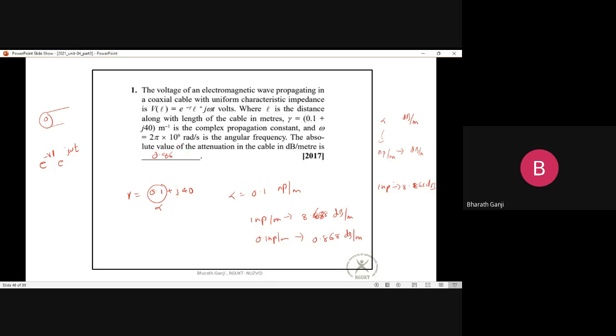Okay, so this is the first question. You can see there is nothing fancy in this question. Simply the question looks big, but the answer is very simple. Simply gamma is given and you need to find the value of alpha.